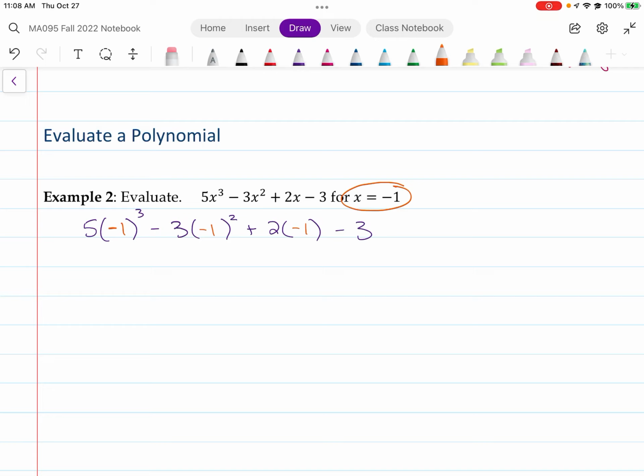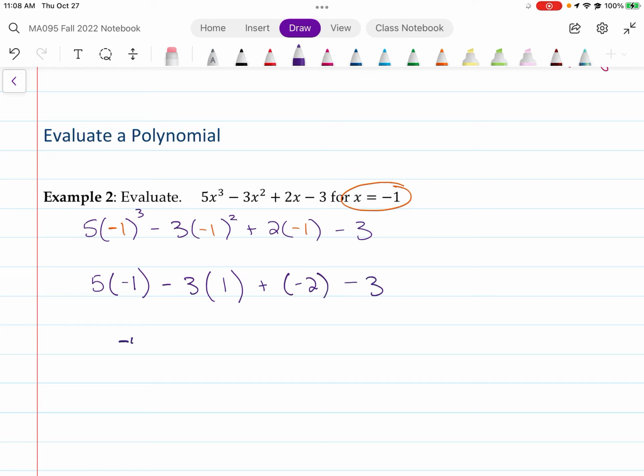All right, so the biggest problem I see is people take these two negatives and cancel them out. That does not work. You have to do order of operations. You have to use the exponents on the parentheses first. So I'm going to say 5 times minus 1 cubed is minus 1, negative 1, right? Minus 3 times, so take this one step at a time, square things first. Negative 1 squared is just 1, plus 2 times negative 1 is negative 2, minus 3. Okay, so let's continue on.